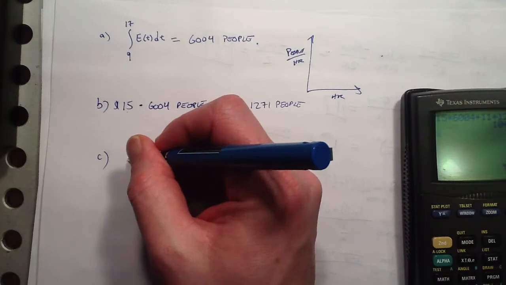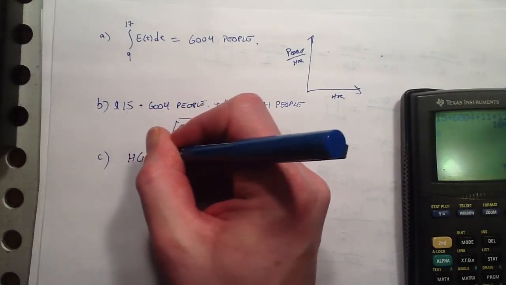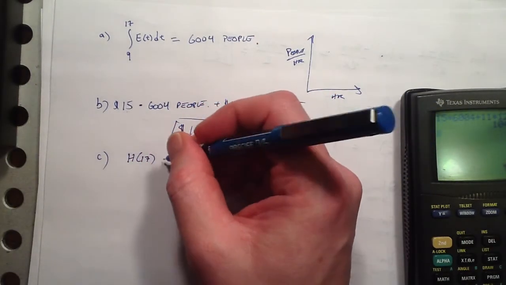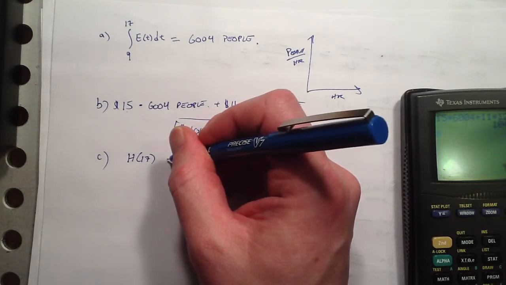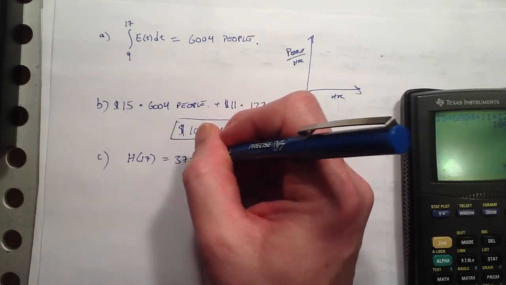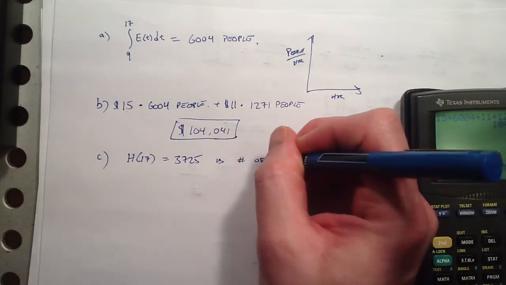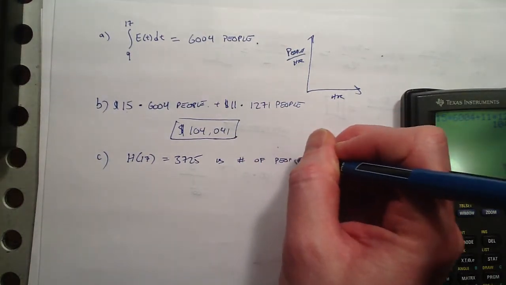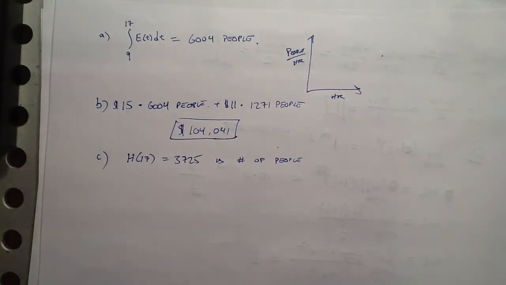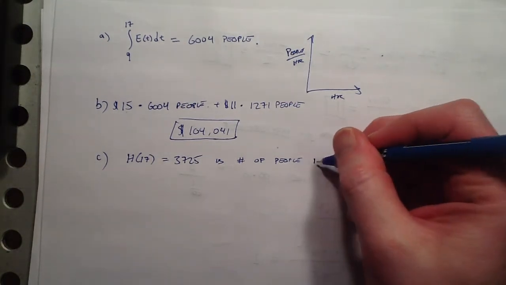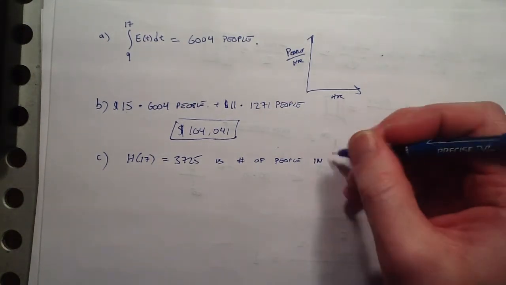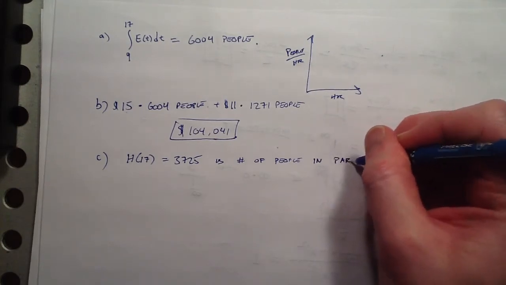So h of 17, which is equal to 3,725, is the number of people in the park. It's the number of people who have entered minus the number of people who have left. That's the number of people in the park.